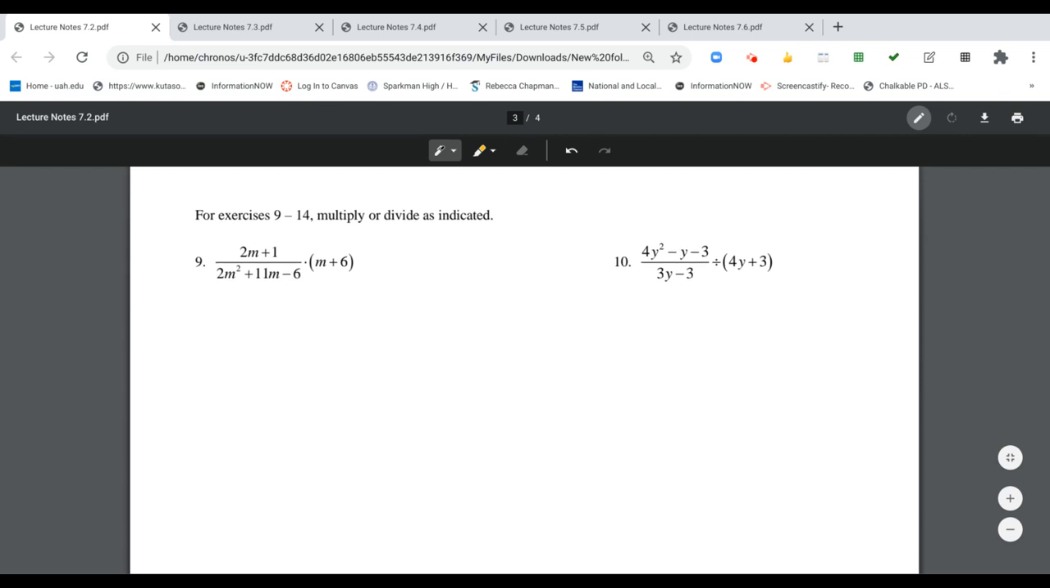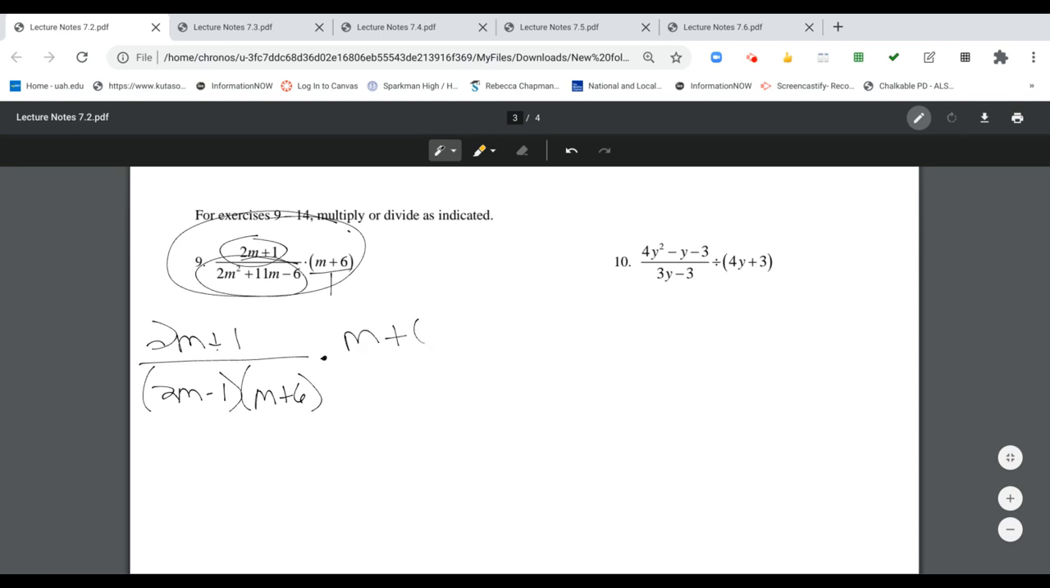All right, so in this problem, we are multiplying. So I'm going to put that over 1. You do not flip when you are multiplying. You only flip when you are dividing. So I cannot factor this, so 2m plus 1. I can factor this into 2m minus 1 and m plus 6. And I'm going to multiply that by m plus 6 over 1. I can cancel the m plus 6, so my final answer would be 2m plus 1 over 2m minus 1. Final answer for that one.